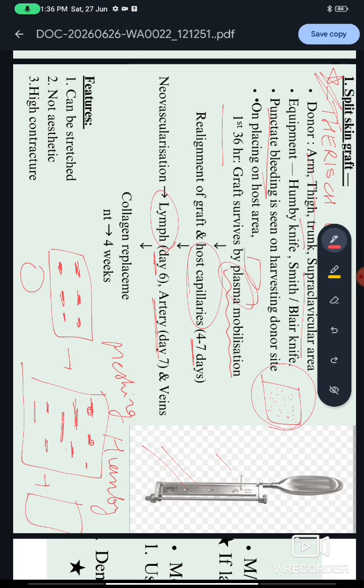Now, what are the features of this split thickness graft? It can be stretched by meshing. It is not aesthetic and has high contracture. It is not aesthetic because again, the full thickness is not taken. The skin appendages are missing in this graft, and the contracture, secondary contracture, is very high due to presence of these meshes.